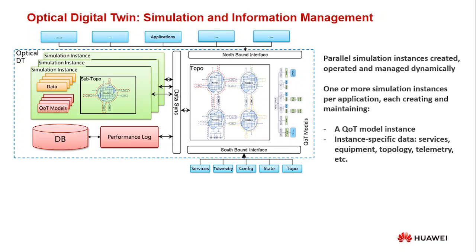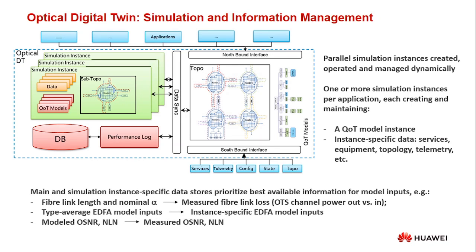Otherwise, the information is coming directly from the telemetry, topology, service map, etc., that reflects the actual network at that point in time. And further, the information that we're supplying to each simulation case is, in a sense, the best available information in terms of model inputs for those circumstances and at that time. So there's a hierarchy that we resort to. For example, in a greenfield planning case, we may have only nominal fiber link lengths and per-length loss figures. On the other hand, once that's operational, we have the opportunity to measure, for example, channel powers in and out on each OTS link. Now we can measure those fiber link losses.